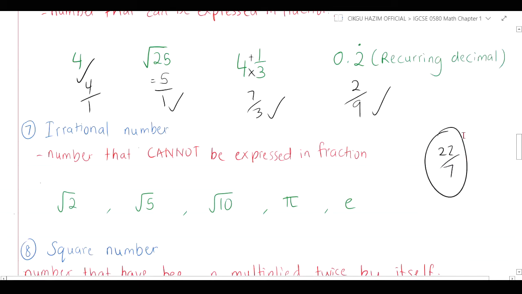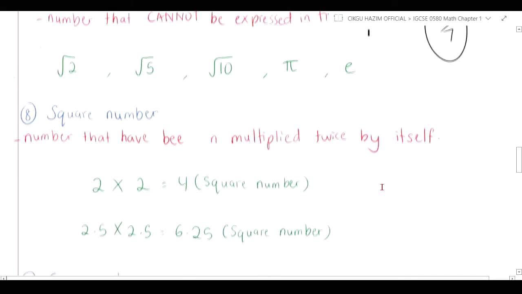But why do people use 22 over 7? It's just to simplify the number. So remember, pi is an irrational number. Please remember that. And we have the E button here, which is the exponential. It's also an irrational number.